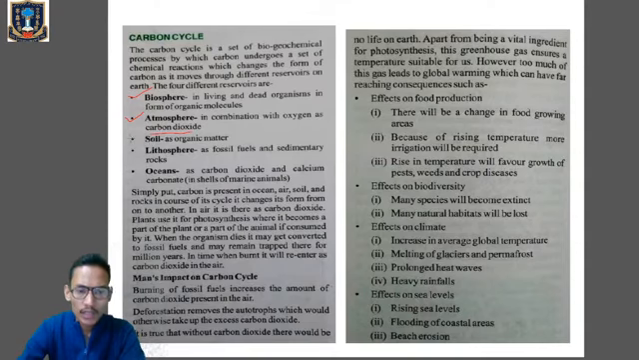In the soil, carbon is present as organic matter. In the lithosphere, it is present as fossil fuel and sedimentary rock. Whenever we burn fossil fuel, carbon is released. Then in the oceans, it is present as carbon dioxide and calcium carbonate. This is very, very important. In the form of calcium carbonate, it is present in the shells of marine animals.